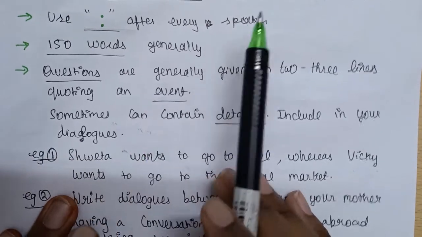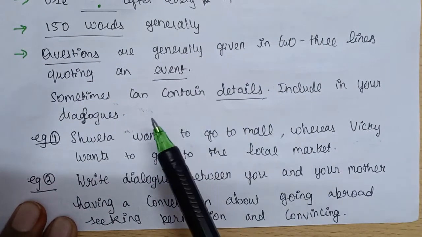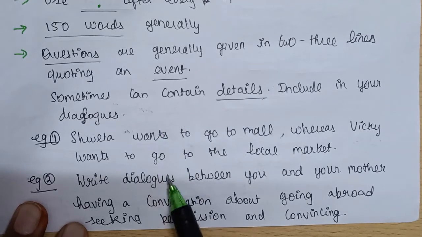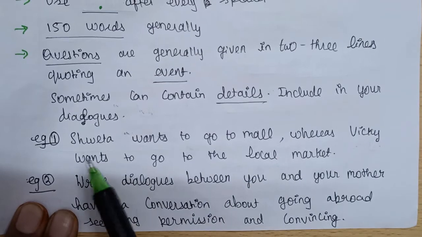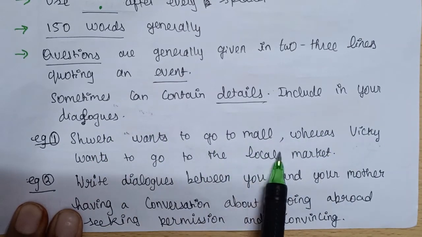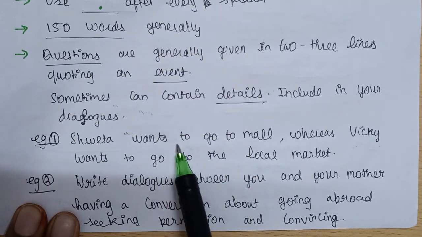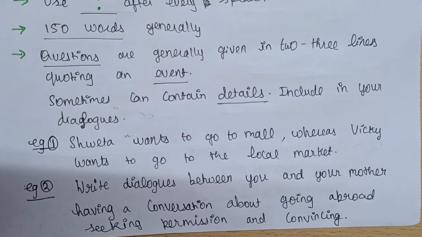Okay, for example, here you can see how the questions have been asked in the previous year. This is one that I found in the previous year. This is something that I came up with, so that you can be prepared on how questions might be asked. Shweta wants to go to the mall, whereas Vicky wants to go to the local market. So the given situation was this. So you have to frame six to seven dialogues each speaker.